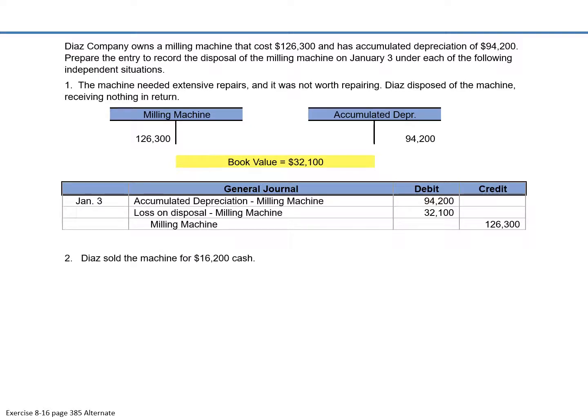All right, why don't you try this one? Diaz sold the machine for $16,200 cash. So take a minute, record that journal entry, and when you're done, resume the recording, and we'll go through it.